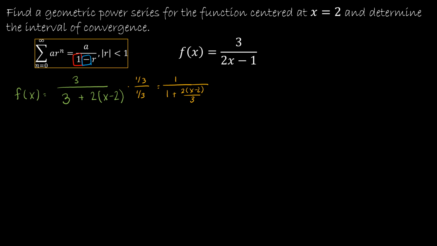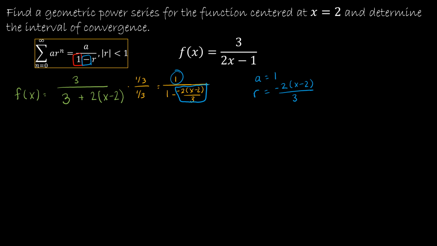And then again, the only thing I'm missing is that it's not minus, and it's up to you whether you rewrite it as minus negative or just remember that it's going to be minus a negative. So this plus can be minus, and then I'll stick the negative on the 2. So what does that tell me? That tells me that a is 1 and that r is negative 2 times x minus 2 divided by 3.